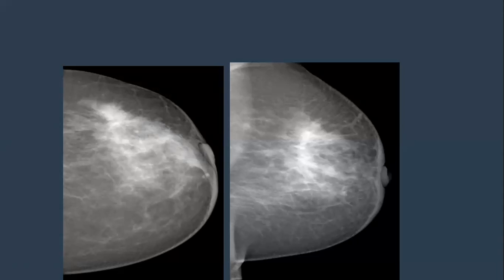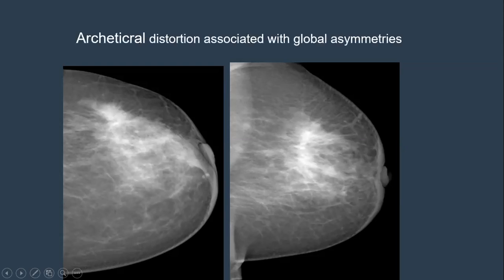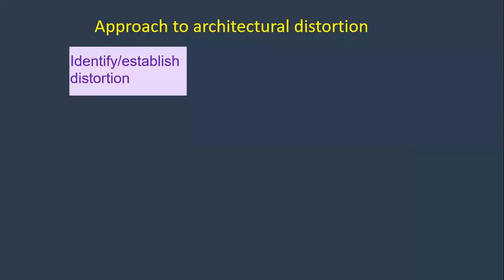There is diffuse parenchymal and skin edema, with nipple retraction. There is a band-like density extending from the index lesion toward the outer global asymmetry. If you see it here again, with associated thickening and retractions. So this is architectural distortion with global asymmetry.